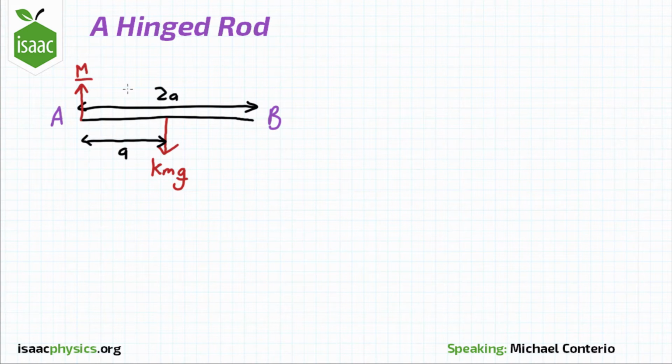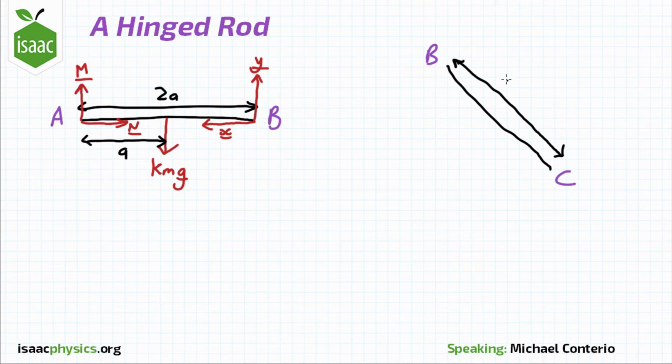a component N acting horizontally. At the hinge, the force is again split into two components, a force X acting horizontally and a force Y acting vertically. The other part of the rod runs from B to C and again has a length 2a. This part of the rod hangs at an angle theta to the vertical. The weight of this part of the rod, mg, acts downwards a length a along this.